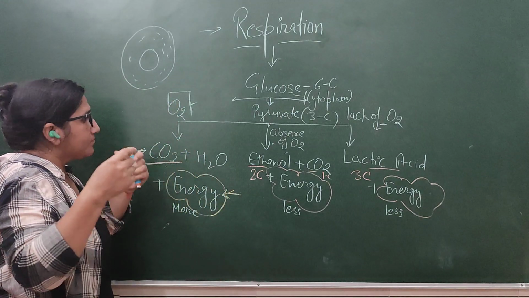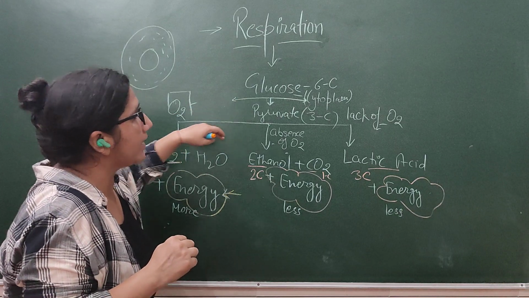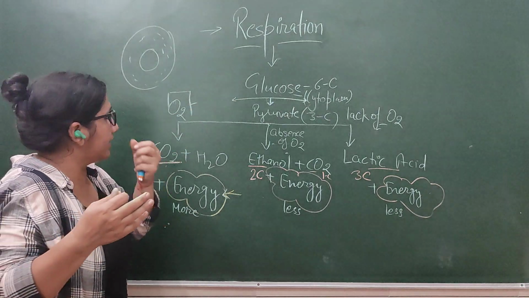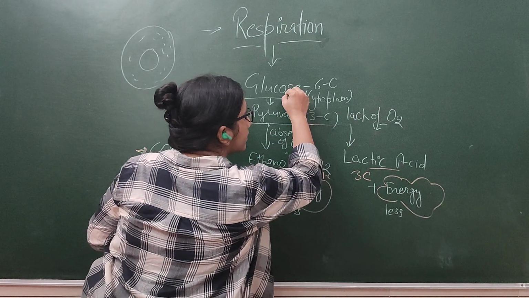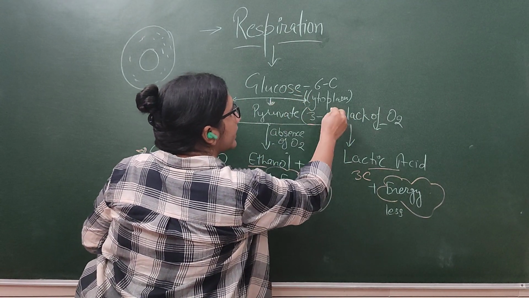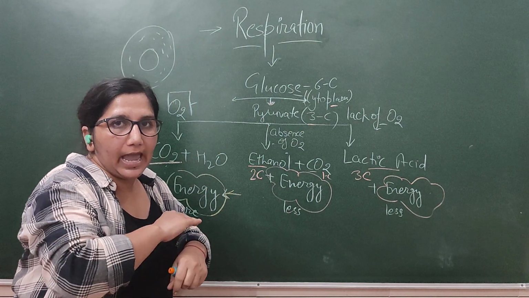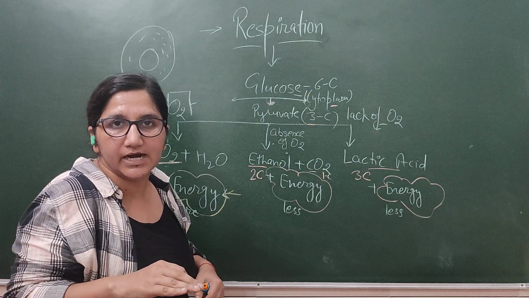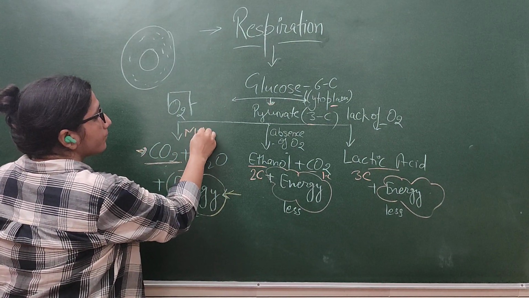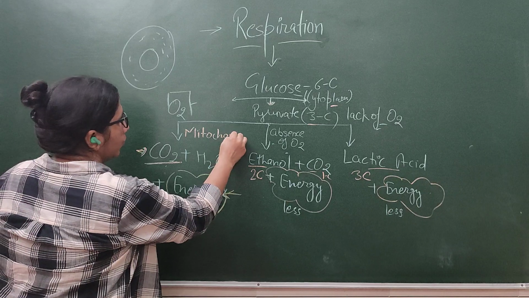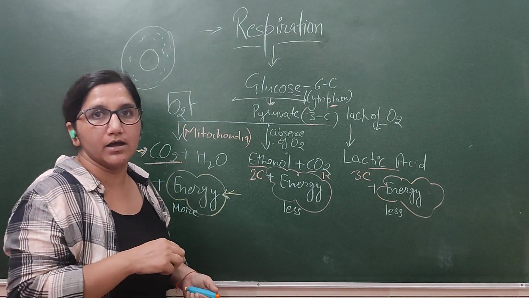Okay? Now, we just discussed the reactions that are occurring in the cell. This conversion, the breakdown of glucose into pyruvate, takes place in the cytoplasm. But what next? Every reaction is not going to occur in the cytoplasm. This breakdown of pyruvate into carbon dioxide takes place within the mitochondria.